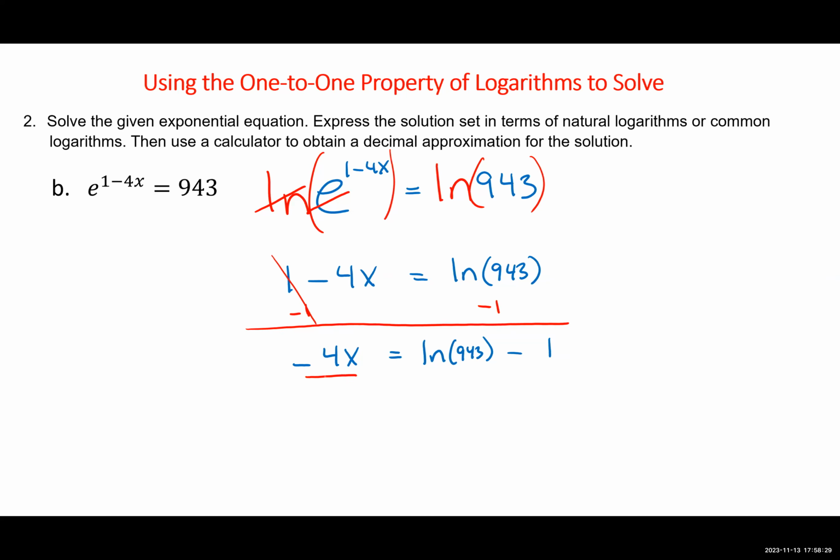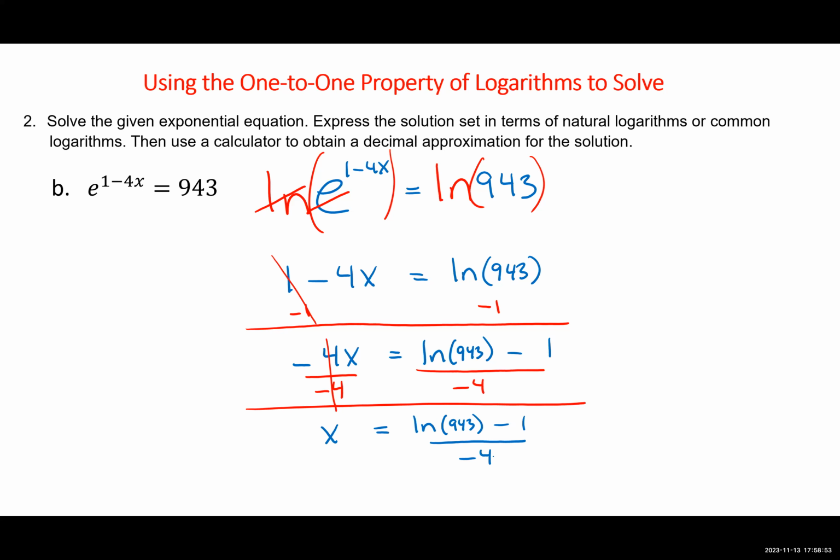All right, one more step. We have to get rid of the minus 4 in front of the x, so we'll divide both sides by minus 4. On the left, those minus 4s cancel. We've got x is equal to the natural log of 943 minus 1, divided by negative 4.